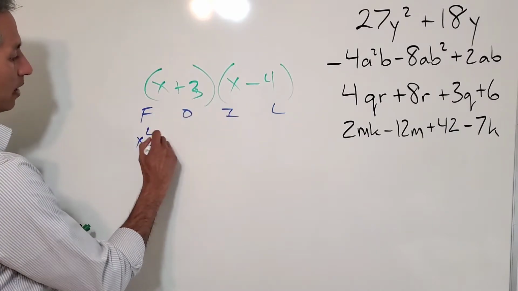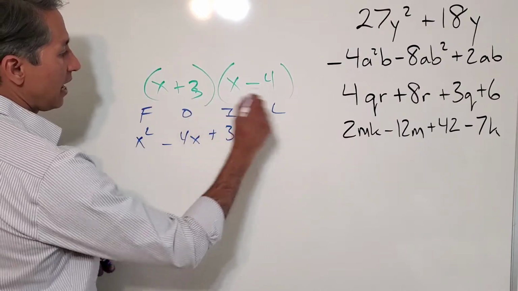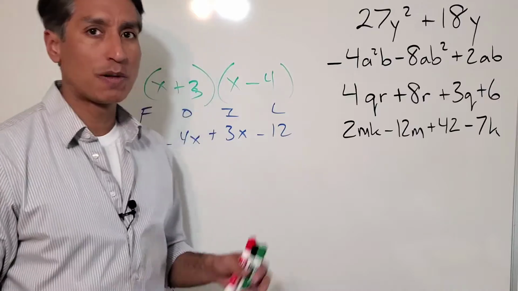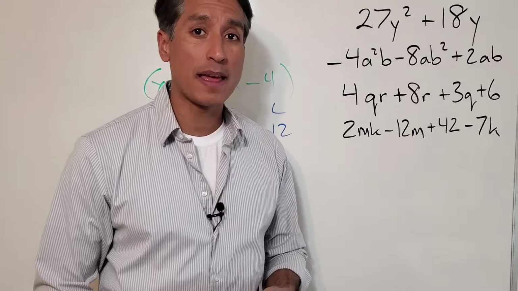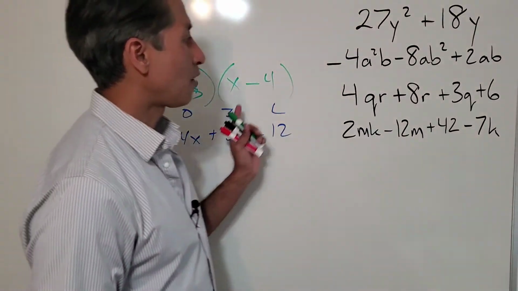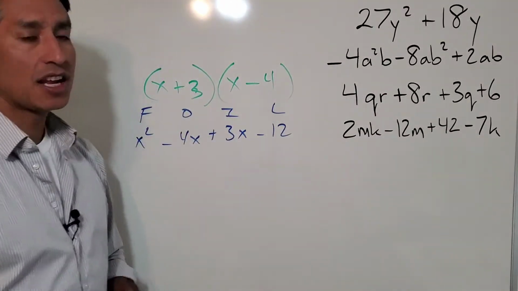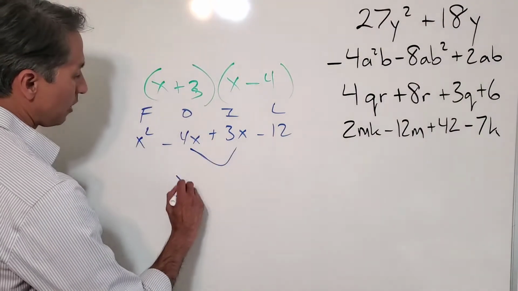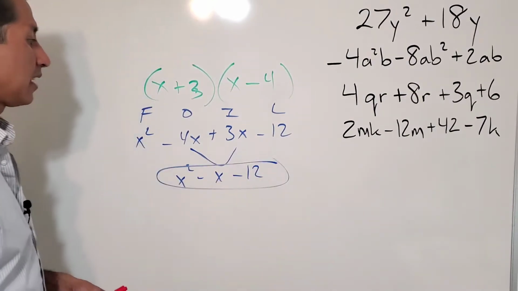First gets us an x squared, outside gets us a negative 4x, inside is a 3x, and last is a negative 12, all right? Now, again, I know I went super fast through that, but if you don't understand this part, then I do have other videos on the FOIL method. There's plenty of them out there, and now our goal is to start factoring these bigger problems. Once you get to this, remember you combine like terms. So you take these two middle guys here and you get x squared minus x minus 12, and you're done. All right, that's pretty much it.